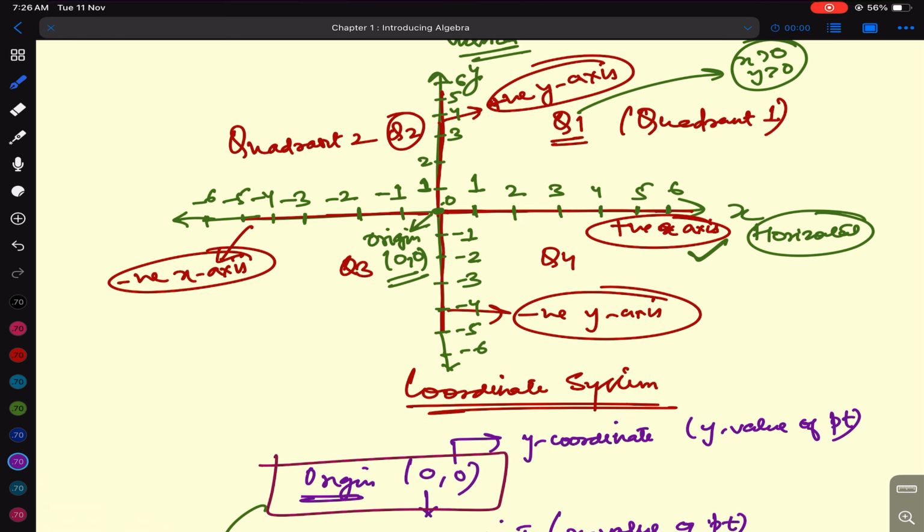How do we represent this on the coordinate system? That is what you can see on the screen. It is the intersection of the vertical line starting from 1 on the x-axis and the horizontal line starting from 2 on the y-axis, and wherever they meet is your point A, which is (1, 2). Clear? So this is how we draw a point on the coordinate system.